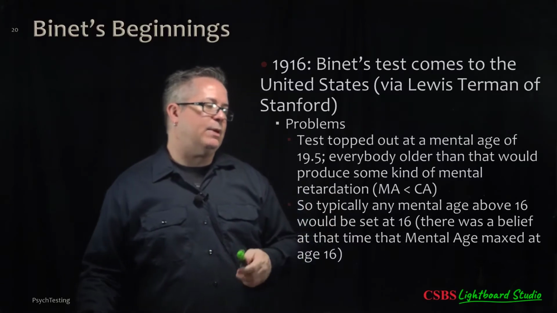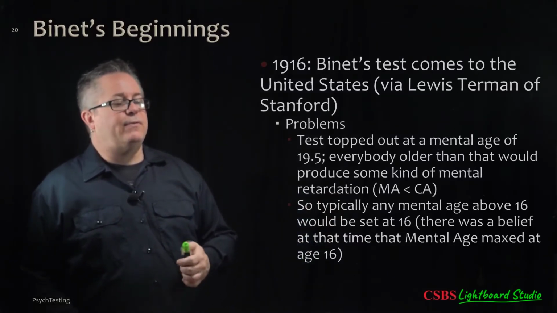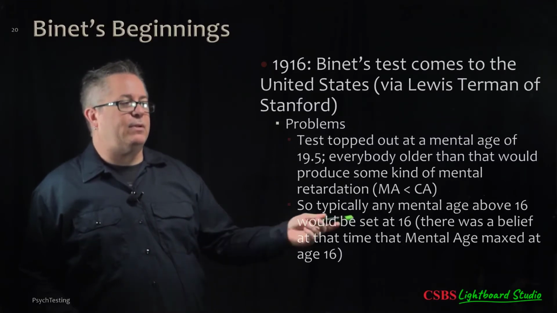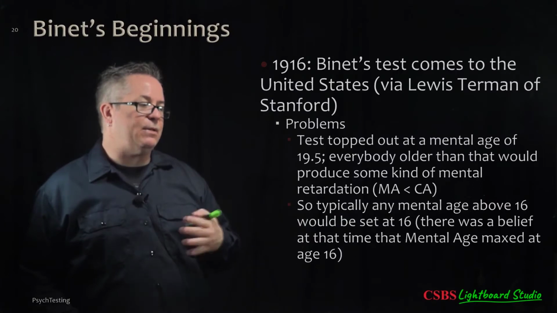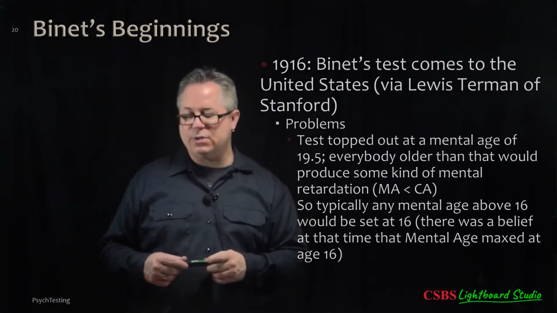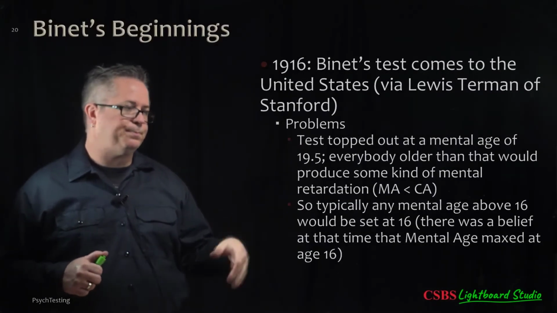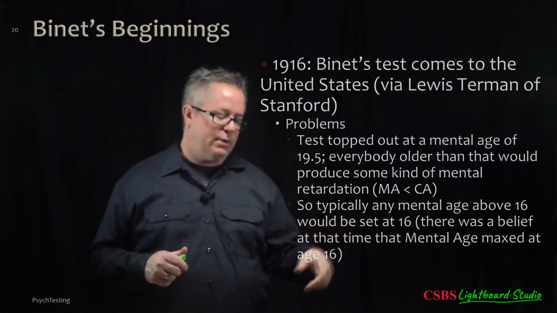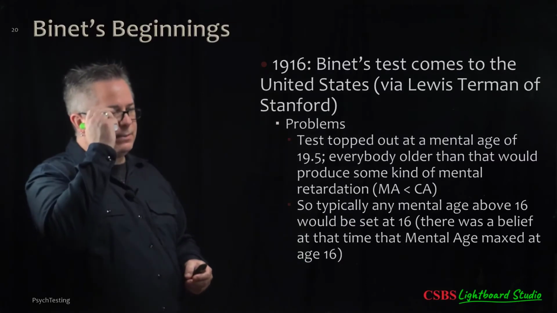So typically any mental age above 16 would be set at 16. So even if I were 40, it would give me a mental age of 16, because there was a belief at that time that your ability to mentally grow, mental age, maxed out at 16, which actually makes this even worse, right? Because as you're getting older, your age is even younger. It's not 19.5, it's 16.